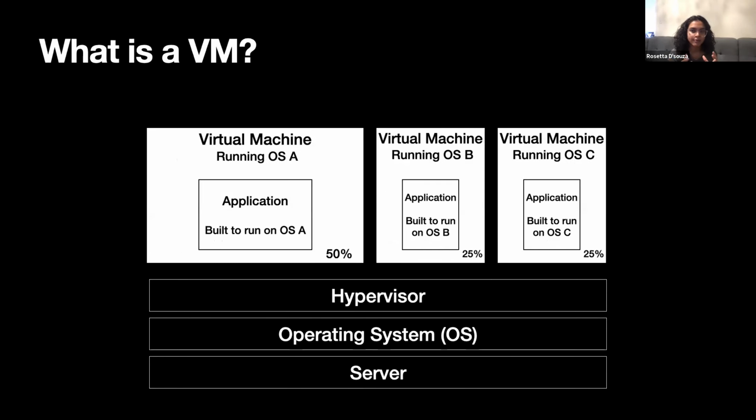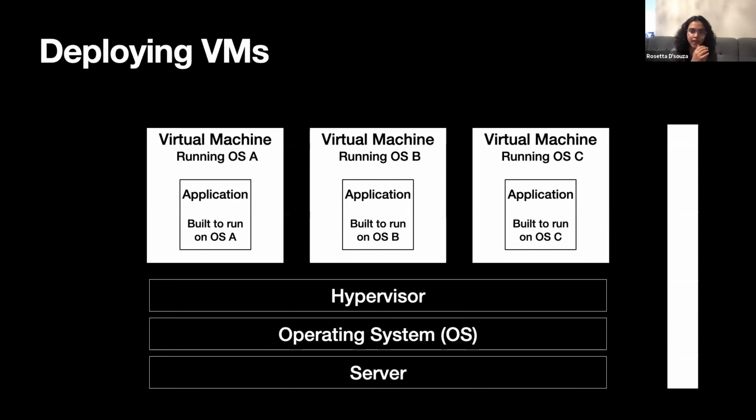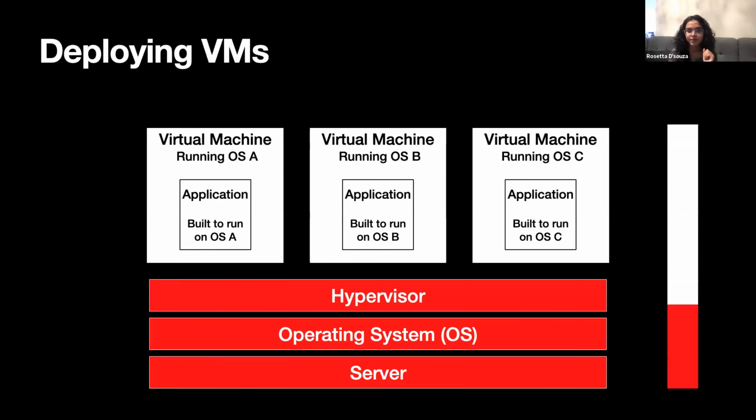Here we can ask the hypervisor to give the first application 50% of the server's resources and 25% to each of the remaining ones. And the hypervisor will distribute the CPU, the memory, and the storage accordingly. So let's say we're running these 3 applications on our server inside 3 virtual machines. And the white bar can represent the total resources of the server, like the CPU and the memory.